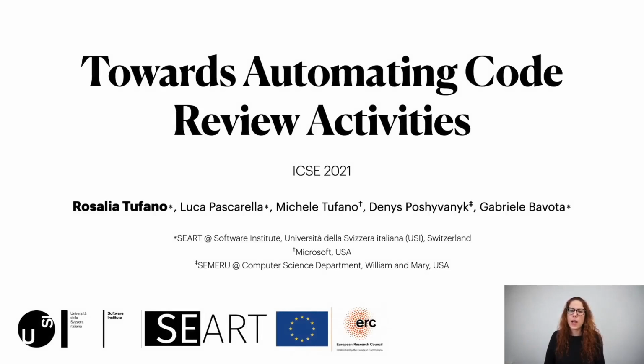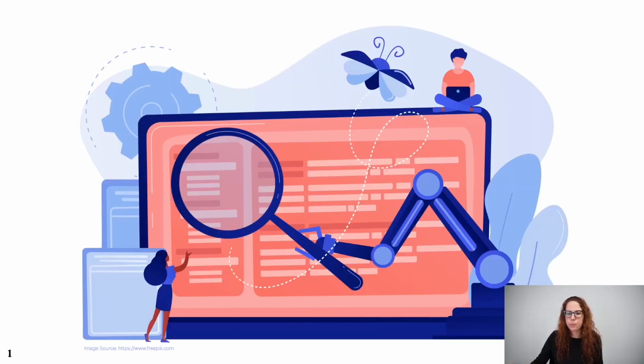Hello to everyone, I'm Rosalia Tufano and I'm going to talk about the paper Towards Automating Code Review Activities. In this work we have made a first step in the direction of partially automating the code review process. But before going into details, let's start defining what a code review is and why we decided to focus on this activity. Code review is the task of analyzing the code written by a teammate to recommend how to improve its quality, for example by catching bugs or suboptimal implementation choices.